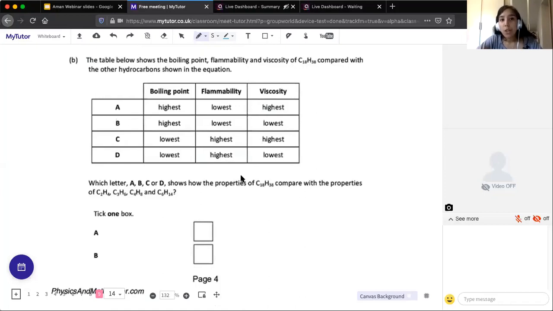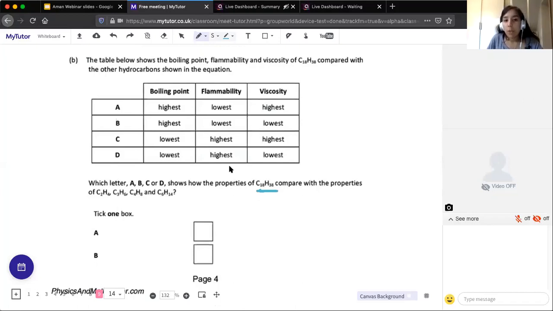So the table shows the boiling point, flammability, and viscosity of C18H38 compared with the other hydrocarbons shown in the equation. Which letter, A, B, C, or D, shows the properties of C18H38 compared with the properties of C2H4, C3H6, C4H8, and C6H14?